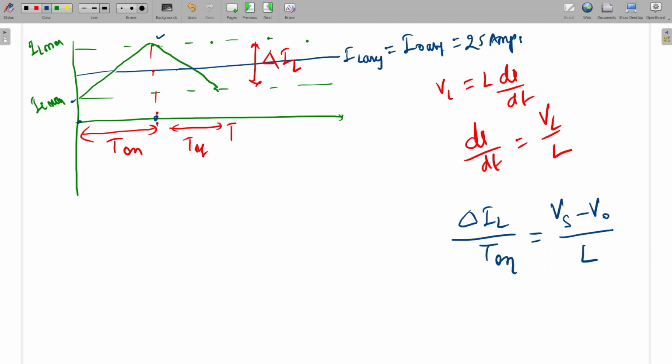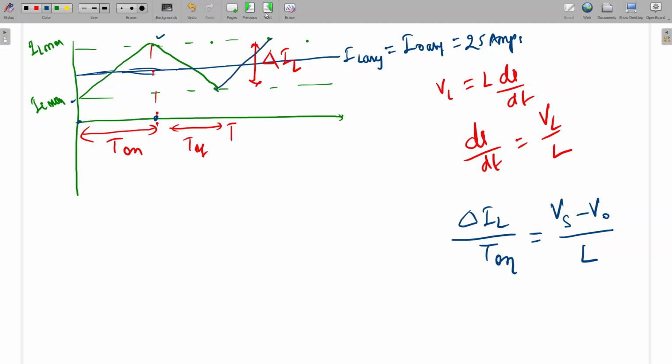Sir, please again. Okay, see. In a buck converter, in continuous conduction, the inductor current waveform will be like this one. It has some maximum value and some minimum value. And what will be the middle value? The middle value will be the average value of this inductor current.